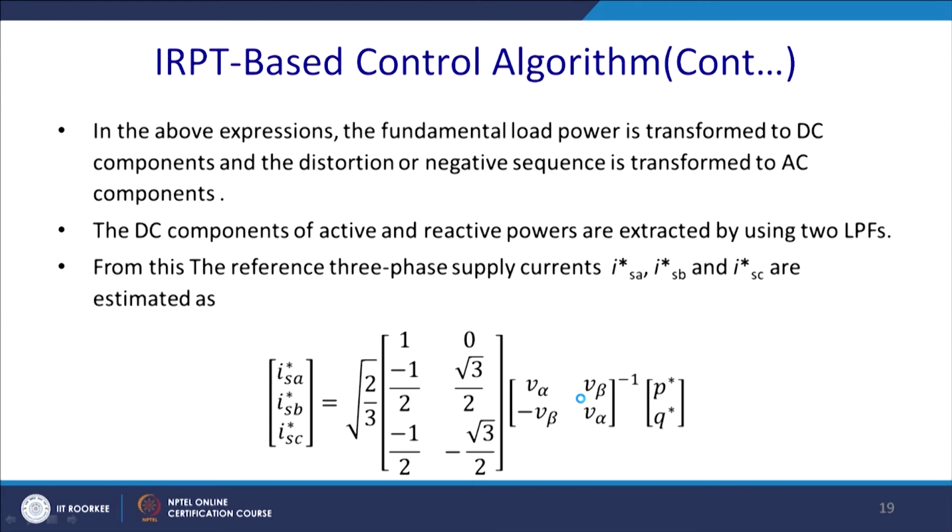In the above expression, the fundamental load power is transformed to the DC component, and the negative sequence is transformed to the AC component. The DC components of the active and reactive power are extracted by LPFs. From this, the reference 3-phase supply currents ISA, ISB and ISC are computed. So, ISA, ISB, ISC equal to root 3 by 2 times the matrix, and this is the value of IP star and IQ star.